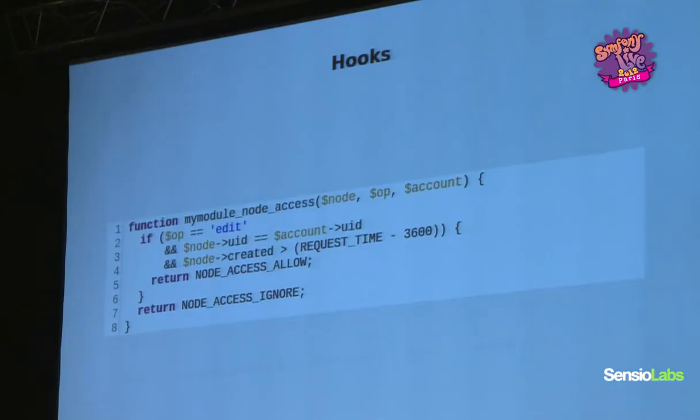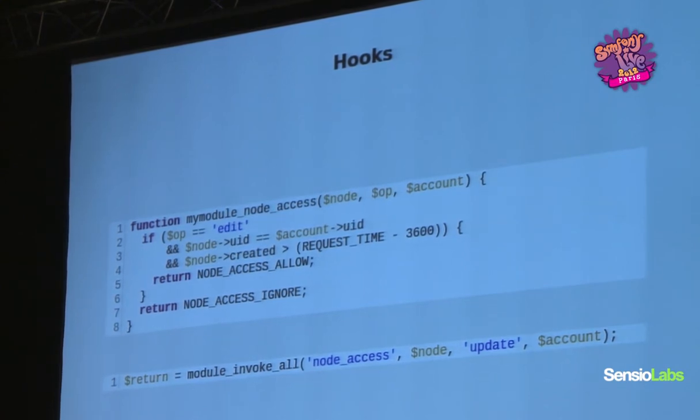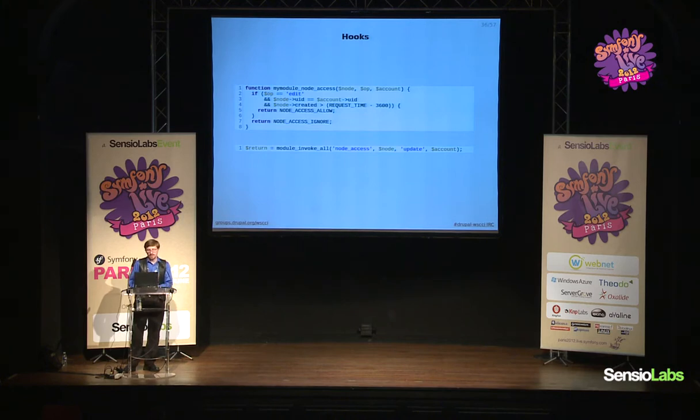So for those who have not seen Drupal before, this is basically how it works. You just have a function named for your module and the name of the hook. And then you call module invoke all, roughly event dispatcher dispatch, with the hook to call and the values to pass in, and you get back an array of what they passed in. Very simple, very elegant, very fast, very limited beyond what it's originally intended for.